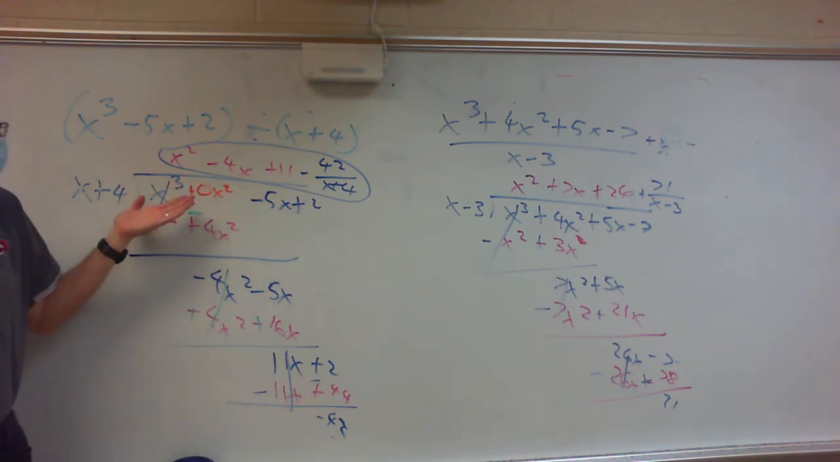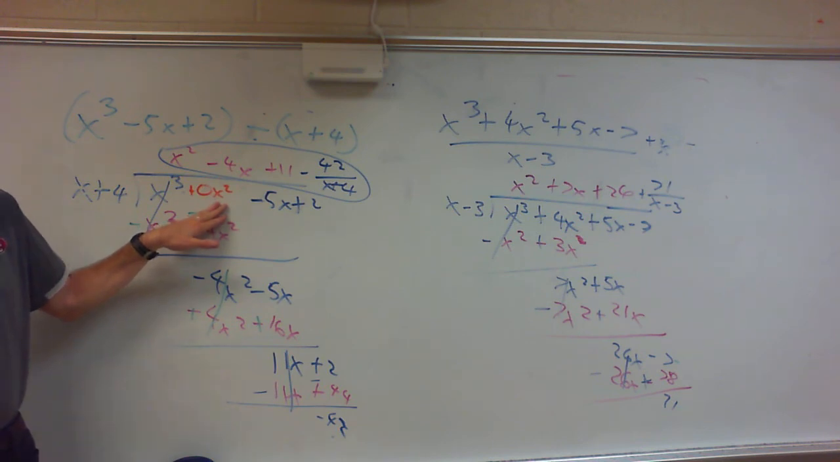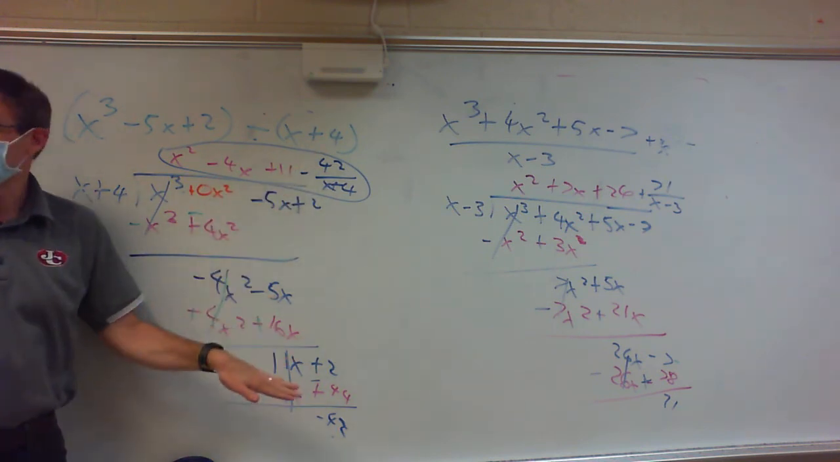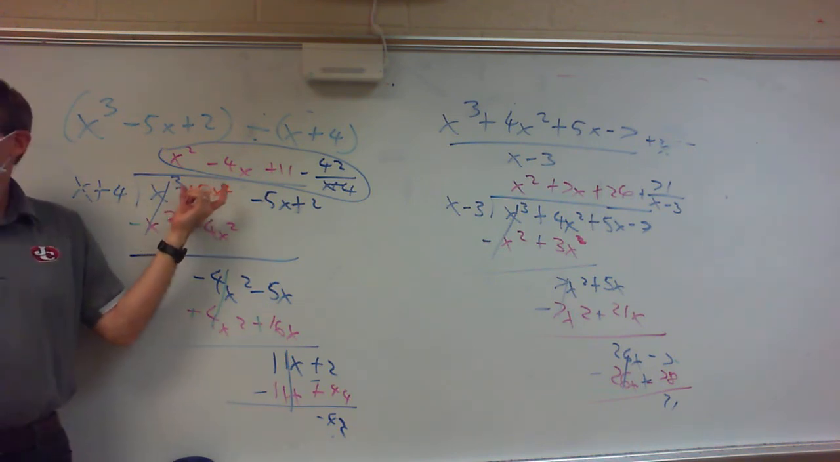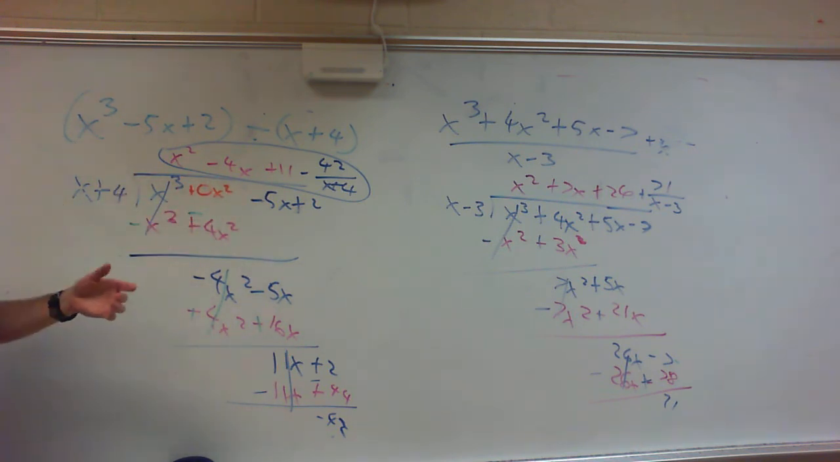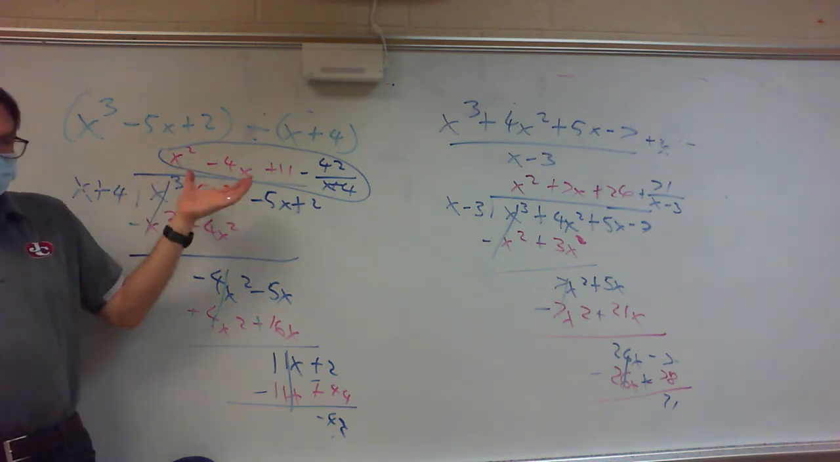Do you actually technically have to put 0x squared? No. If you wanted to, you could just shift everything over so it still lines up, right? A lot of textbooks tell you to put a 0x squared in, so that's why I'm telling you. Just realize that you have to move things over.